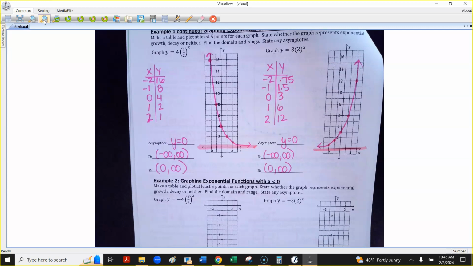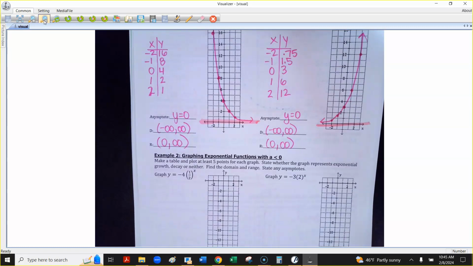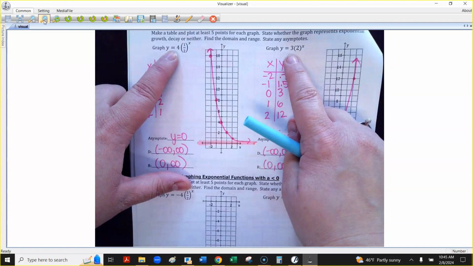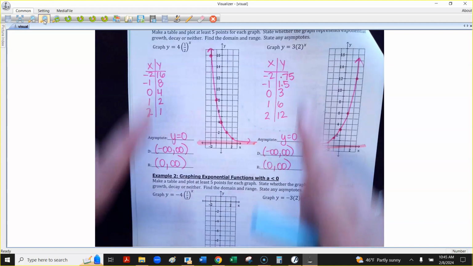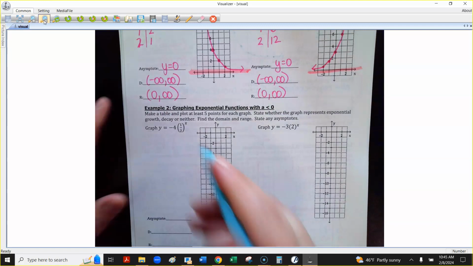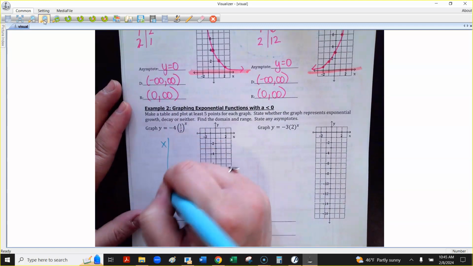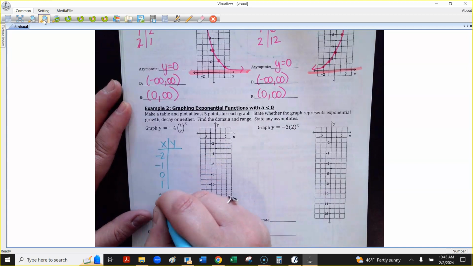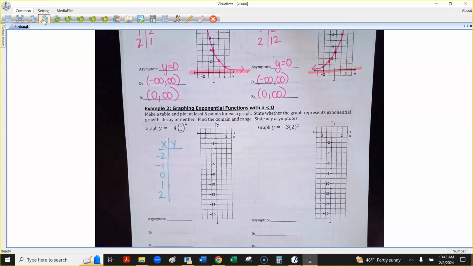Now, these 2 at the bottom, if you look at the 2 at the top, literally all I did was change the a value to be negative. That's literally all I did. So what is that going to do if I change the a value? I'm just going to write the same little table here. If I change the a value to be negative, what would that do to your y values?